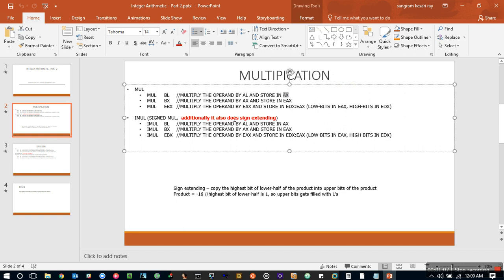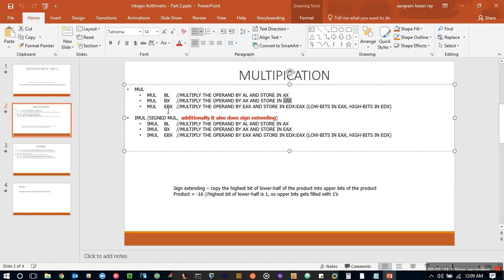So what you see over here is BL is 8 bits, so it's 1 byte, but AX is a 16 bit. So after multiplication, the result would be stored into twice the size of what's being multiplied. Like if AL is there, it would be stored in AX. If AX is there, it would be stored in EAX.